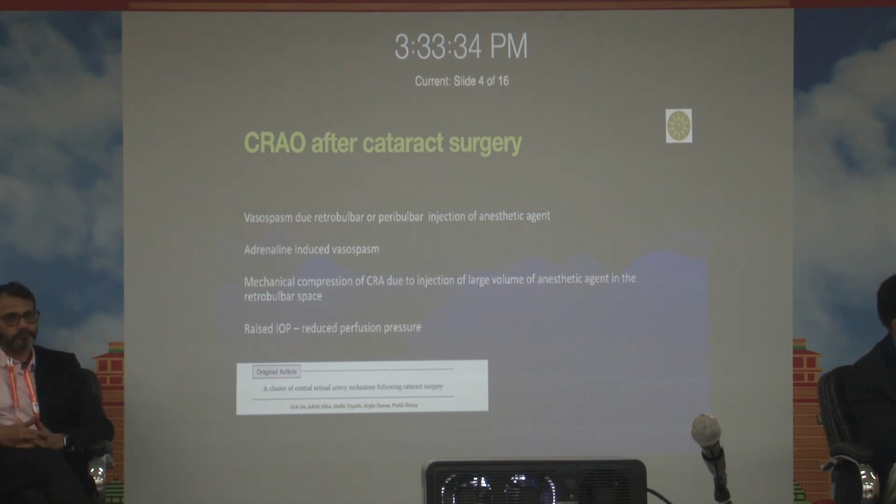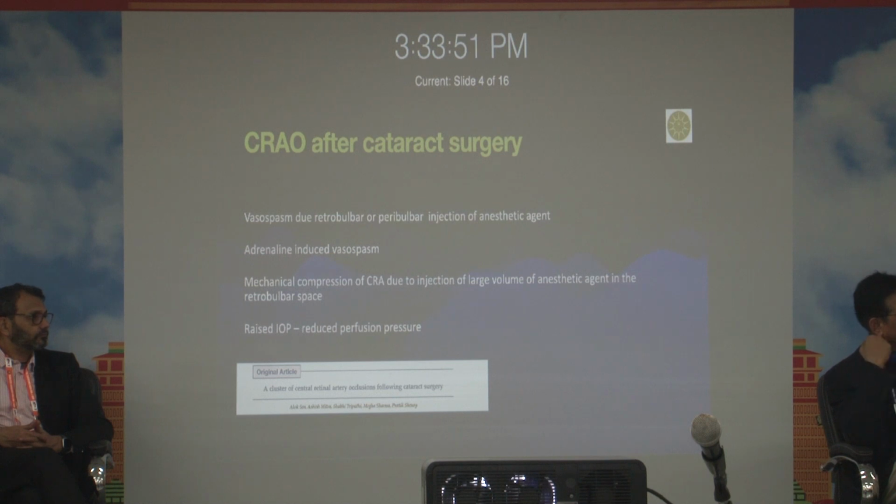We do get these cases of CRAO post-cataract surgery once in a while, but to get a cluster of 14 cases in a row, and that too all patients who were undergoing anterior vitrectomy, that gave us a clue specific to something.